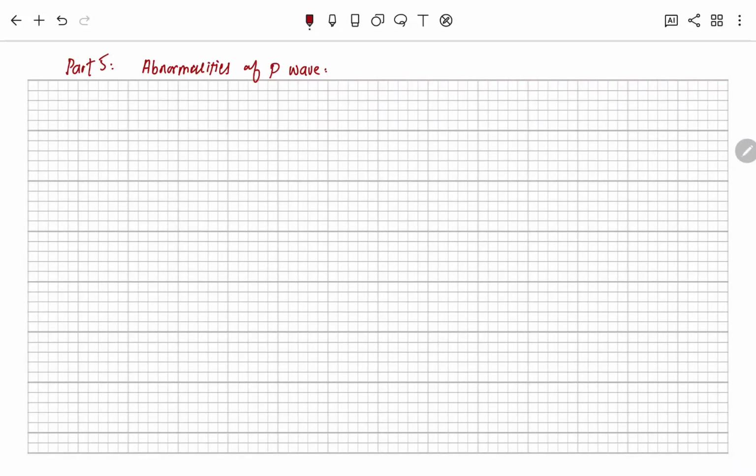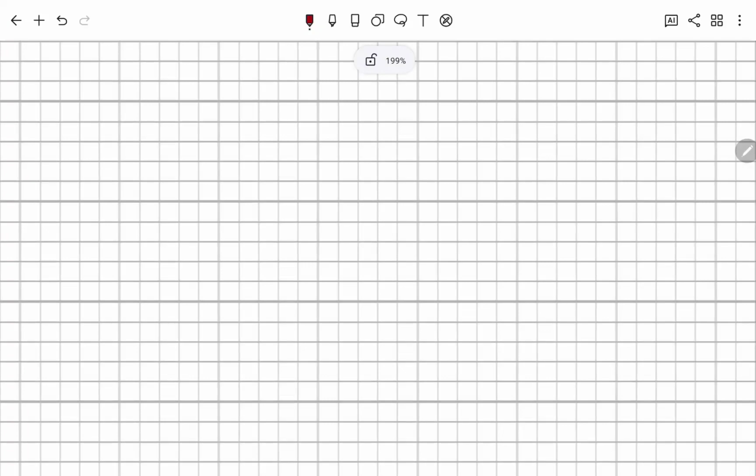Bismillahirrahmanirrahim. So after determination of axis, let's talk about the abnormalities of P wave. Let me tell you first, what is the normal P wave. It is like this.